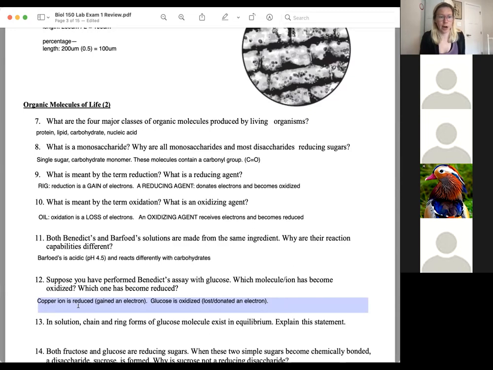And the copper ion becoming reduced, that's what caused that color change, which is what indicated the presence of a carbohydrate. So the copper gained an electron. From where did the copper gain an electron? We know it came from glucose, but what specifically, what part of that glucose was able to donate an electron?